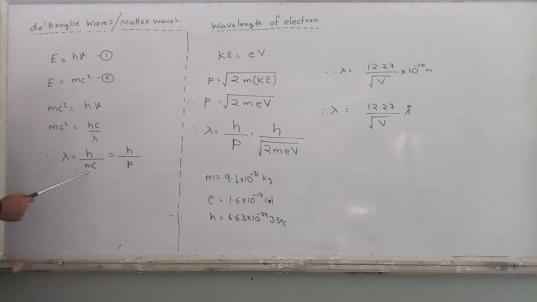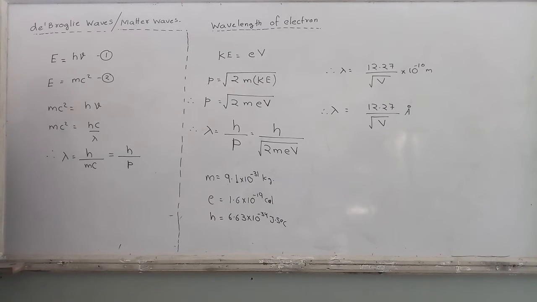What is m? Mass. What is c? The speed. Mass into speed can also be written as momentum. So wavelength equals h upon p. It means that if matter is behaving like waves, then we can find the wavelength of that wave. How can I find that? Just divide Planck's constant by the momentum of that particle.